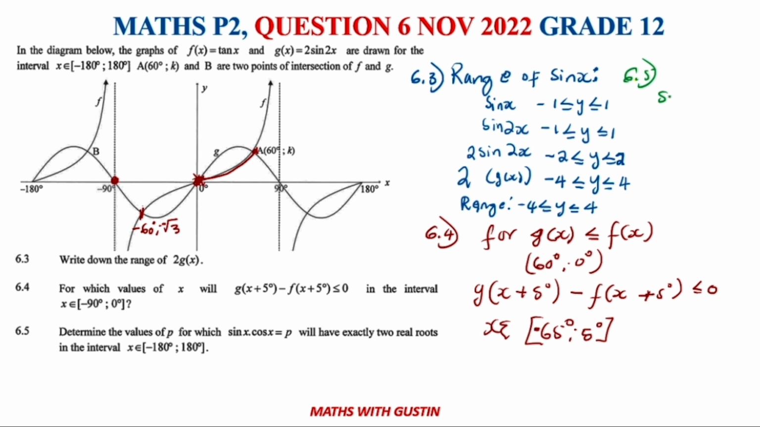6.5 says that sine x plus cos x is equal to p. Now they want us to determine the values of p for which we have exactly two real roots on this interval. So it is the interval for the whole graph where we have exactly two roots. In order for us to simplify this, I think we need an identity. So we're going to multiply everything by 4. We introduce 4 here, and we have 4 sine x multiplied by cos x is equal to 4p.